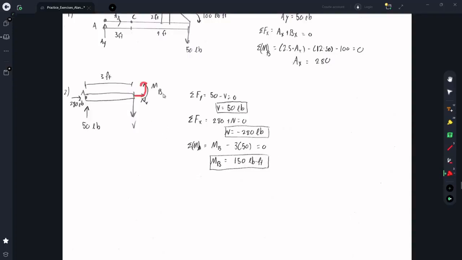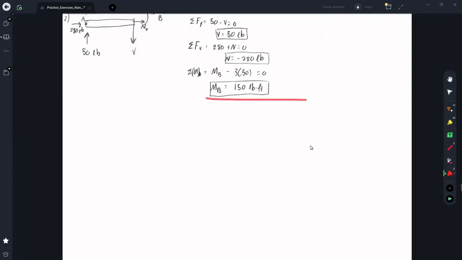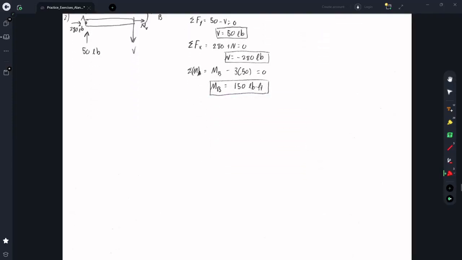To get this bending moment, I summed the moments from point A, which is equal to this 3-foot moment arm times the shear force, which is going to create a clockwise or negative rotation. And then we just add the bending moment, which we defined as counterclockwise, so it's positive. So using that, we can solve for it, and we got 150 pound-feet.